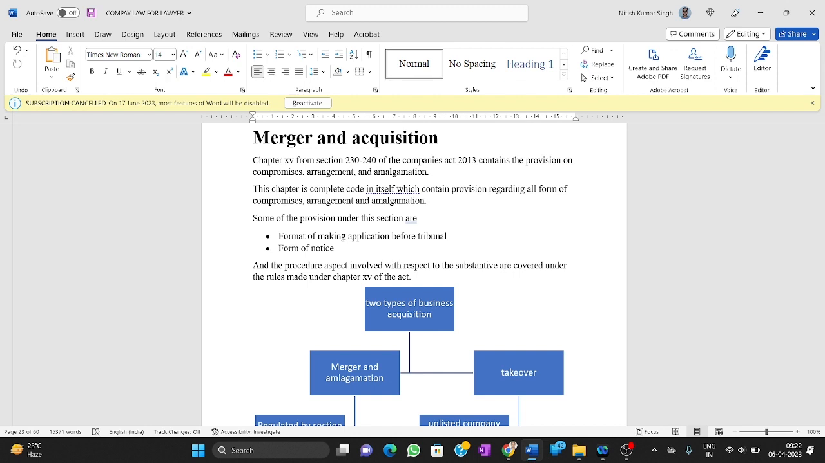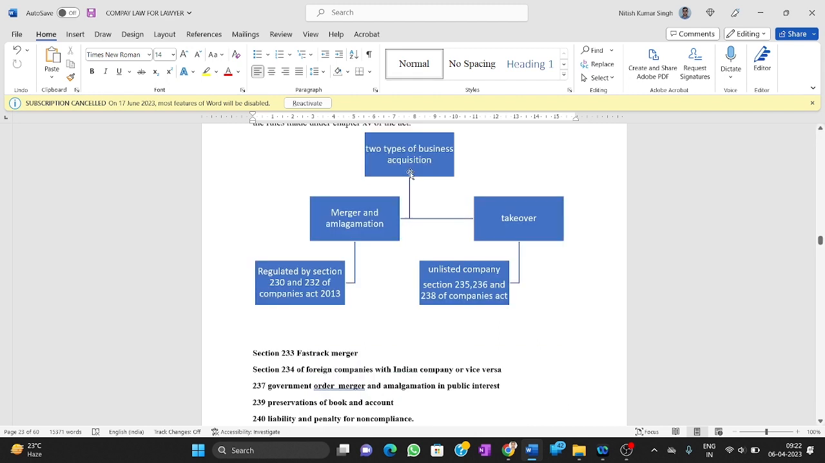Further, these sections also talk about the format of making an application, the form of notice, and the procedure involved. Now look at this diagram. There are two types of acquisition. The first is merger and amalgamation, and the second is takeover. Merger and amalgamation is given under sections 230 and 232 of the Companies Act, and amalgamation is given under 235, 236 and 238 of the Companies Act.